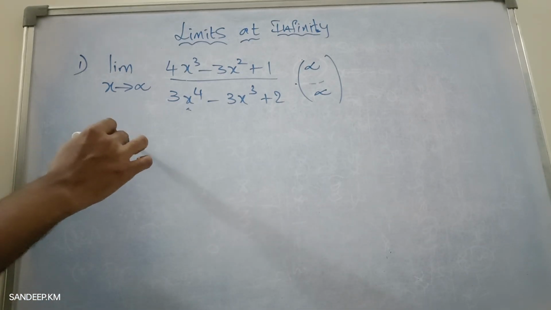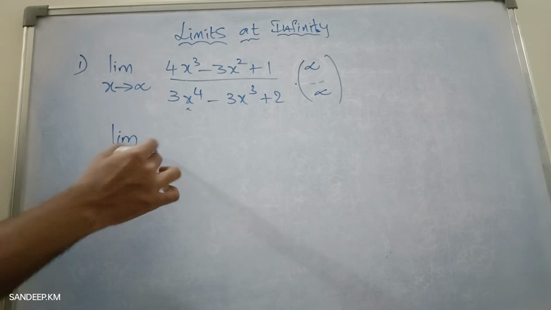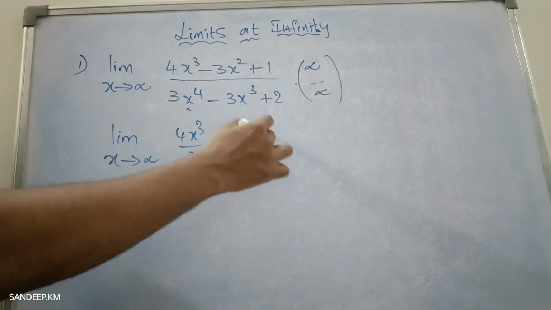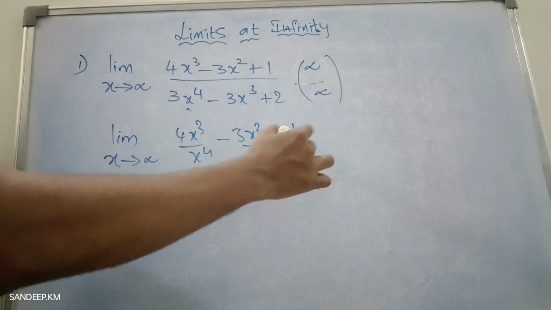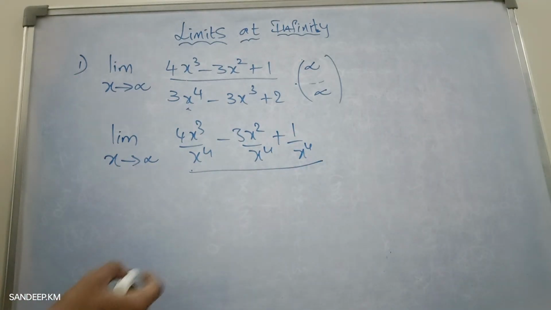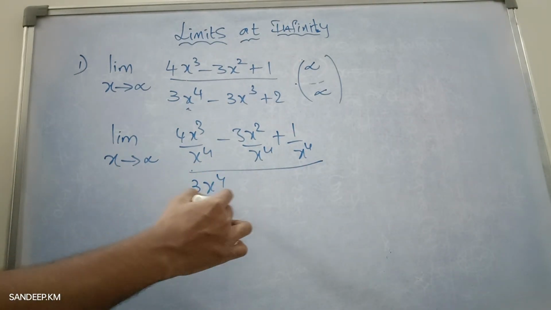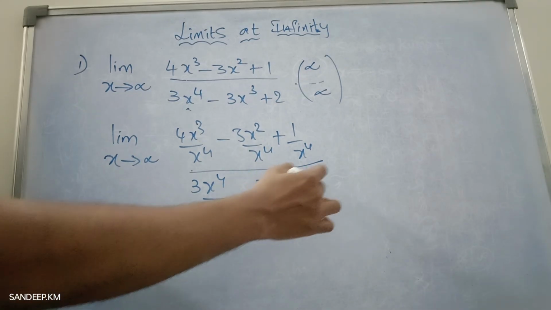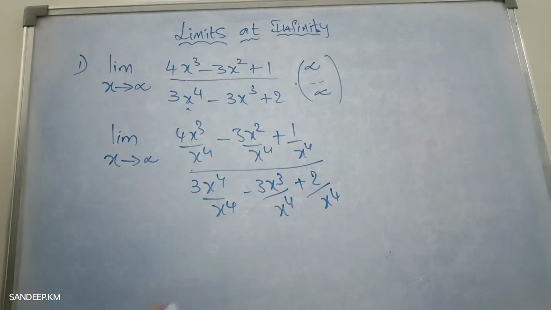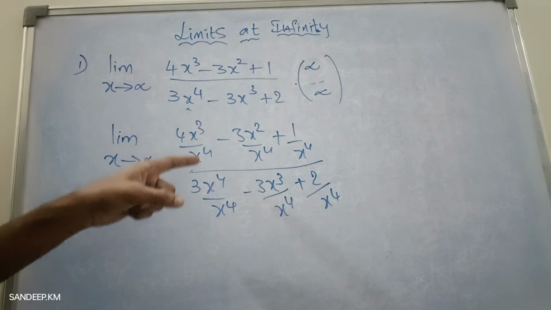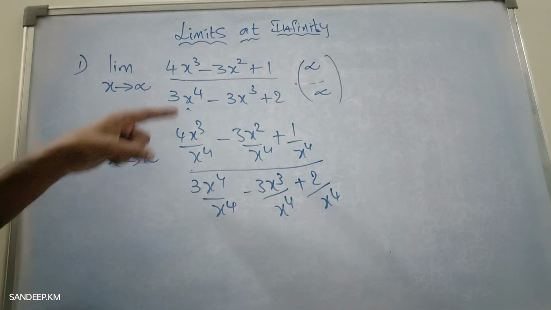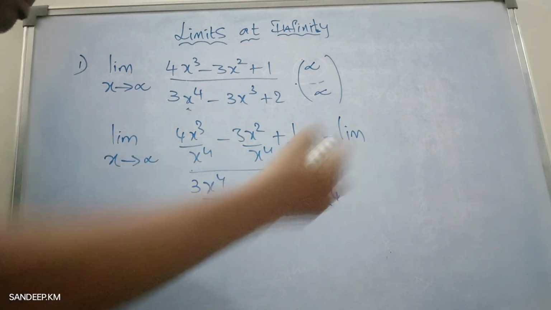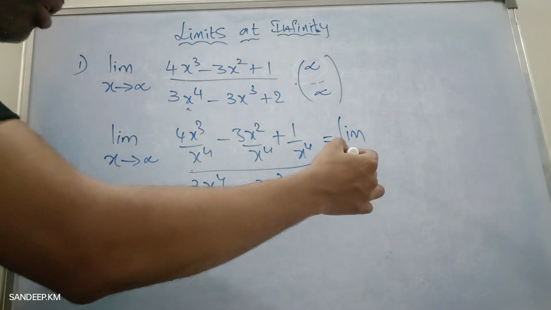So limit x approaches infinity, 4x cube divided by x power 4 minus 3x square divided by x power 4 plus 1 divided by x power 4, whole divided by 3x power 4 divided by x power 4 minus 3x cube divided by x power 4 plus 2 divided by x power 4. So we just divided the numerator and denominator by the highest power of x, which is x power 4. Correct or not?